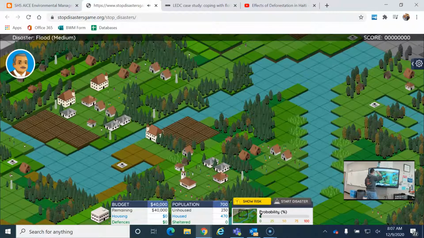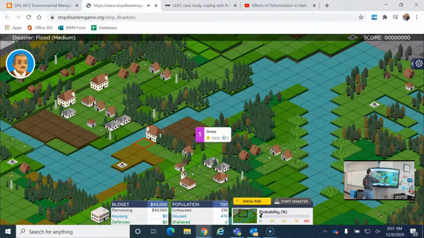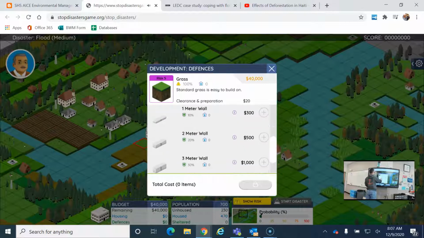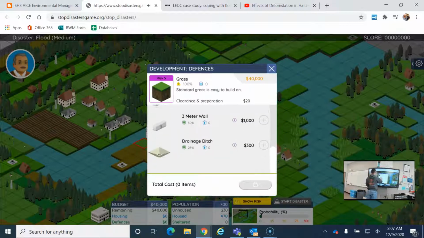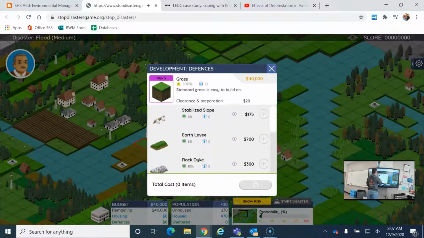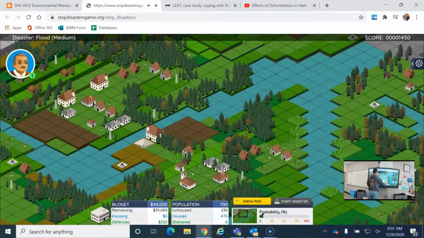So you just kind of have some fun in there. You play around. You click the little squares, and in that square you can find out some info about it. Standard grass, that's easy to build on, cool. So I want to protect that house, so I'm going to add some protection. You've got different things in there. You've got earth levees, walls, which are construction levees, or a drainage ditch. What do you think you're going to put there? Different costs. Remember, you only have $40,000 to play with. So I'm going to put a drainage ditch there. Boom. All right, now I'm down to $39,680.